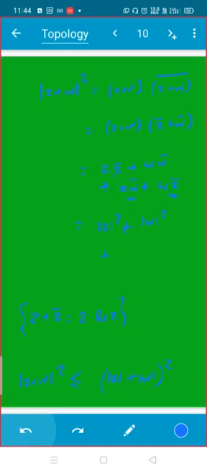Or should I write? Okay, I'll just fill in the blanks. So this is equal to 2 times real of ZW bar. How many of you agree? Raise your hand. Yeah, is there anyone who does not agree with this? Whatever I have written here?